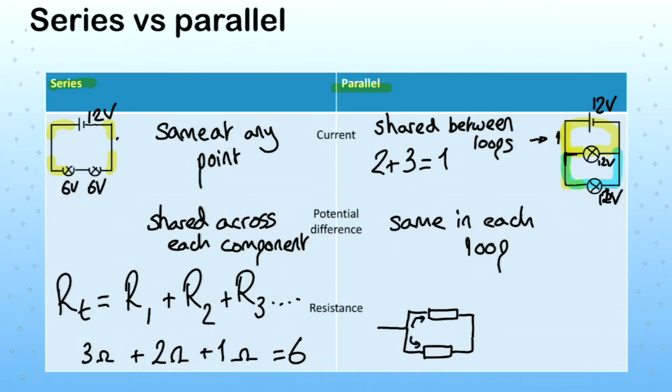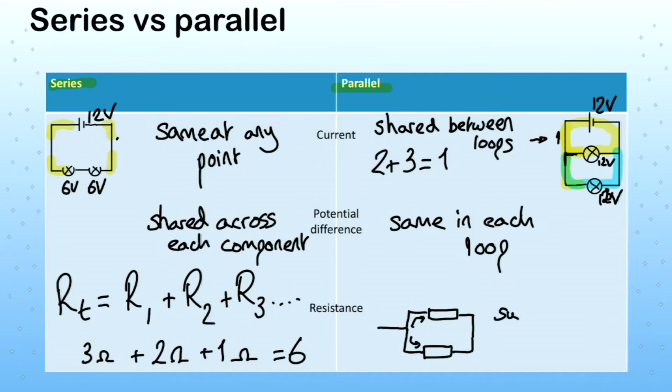Now, a way of modelling how current works is by imagining these as pipes of water, and a resistor is a thin section in the pipe. Well, if you're adding another thin section, overall you've added more space for the water to move through. So we've actually added more space for electrons or charge to move through.